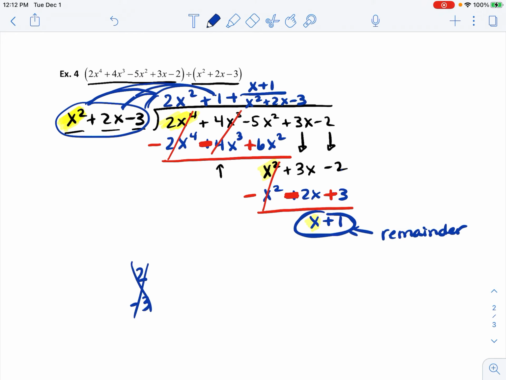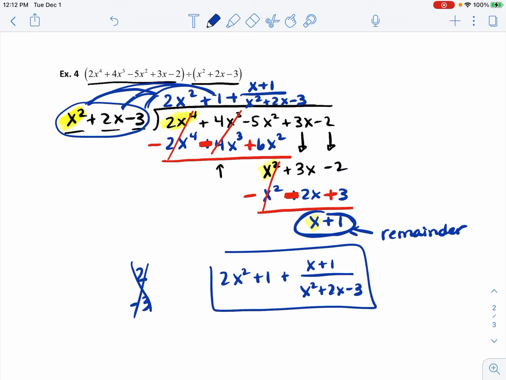Let me cross that off. That's kind of confusing. So you get 2x squared plus 1 plus x plus 1 all over x squared plus 2x minus 3. That is your final answer.